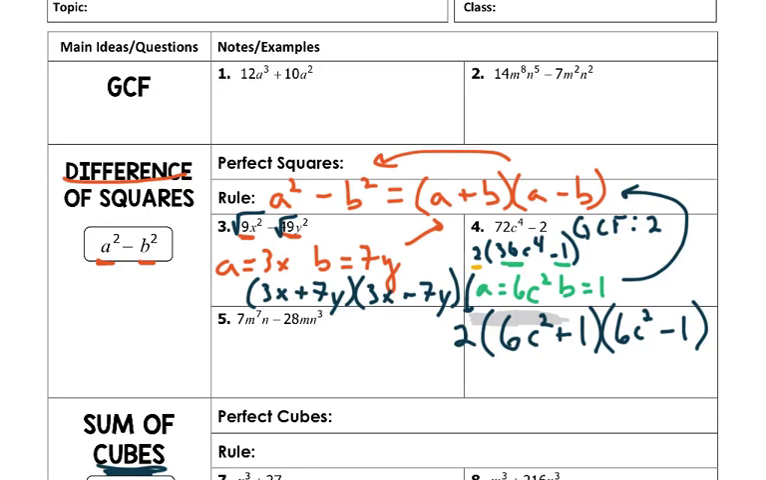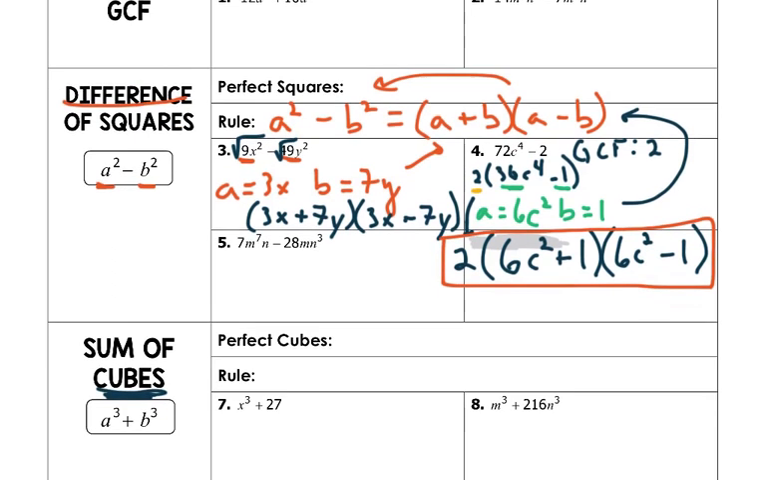So the question is, do we have any perfect squares? Do we have anything else that we need to worry about? Well, this is close. C squared is a perfect square, and 1 is a perfect square. However, 6 is not a perfect square. So there's nothing else that we can do here. This is all fully factored. So we have our final answer there. I'll go ahead and circle that, and we will call it a day for difference of squares.